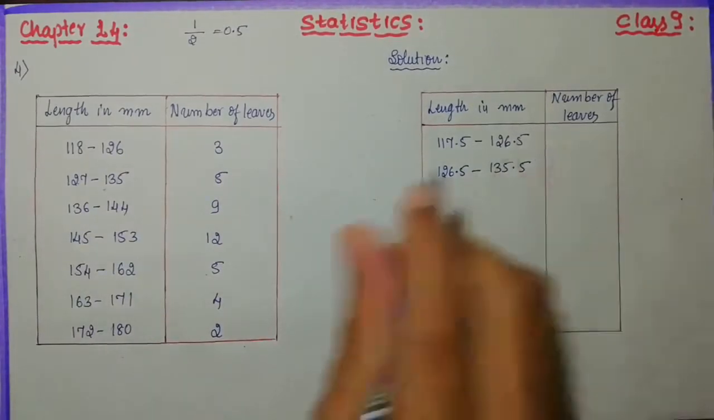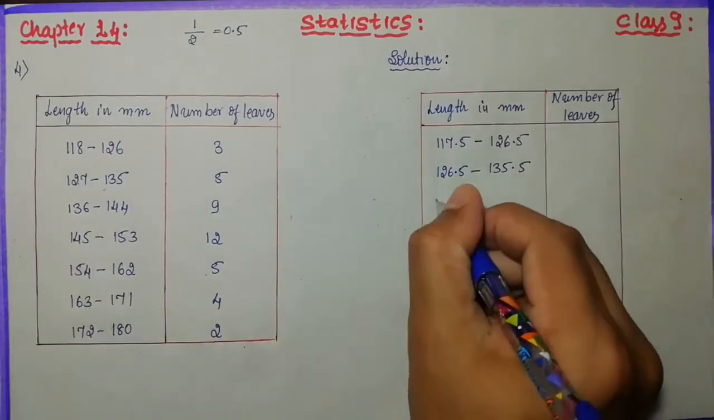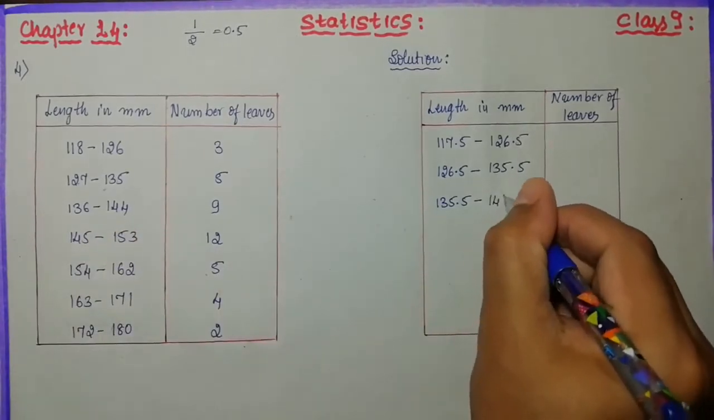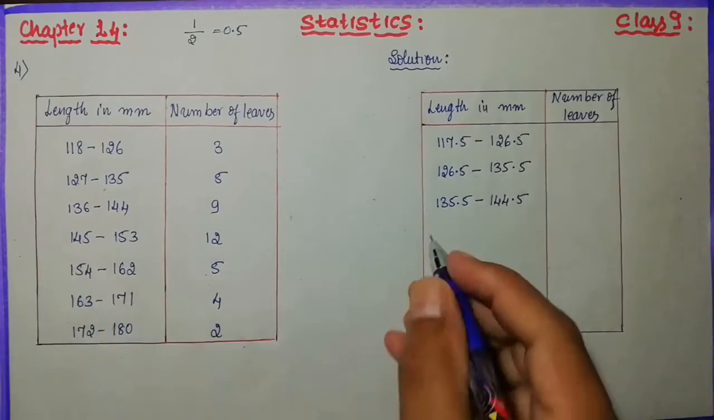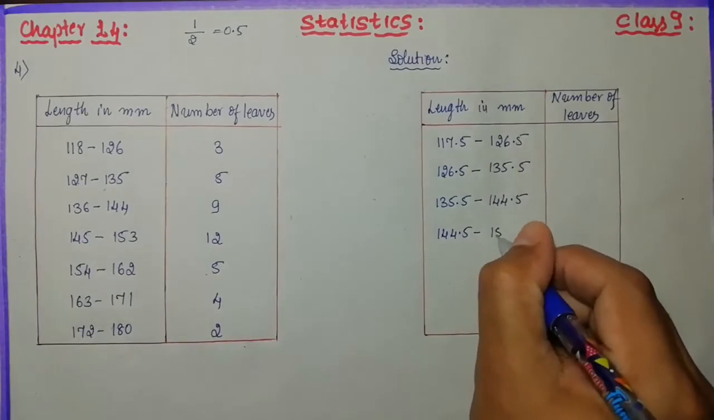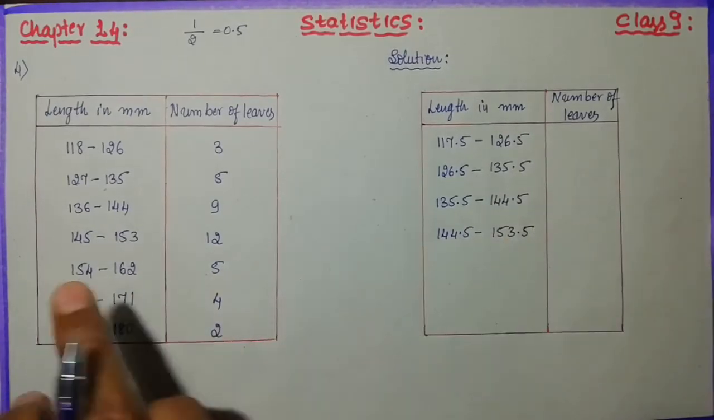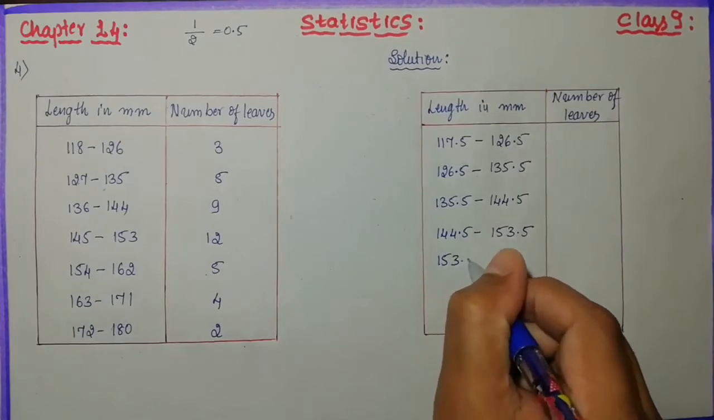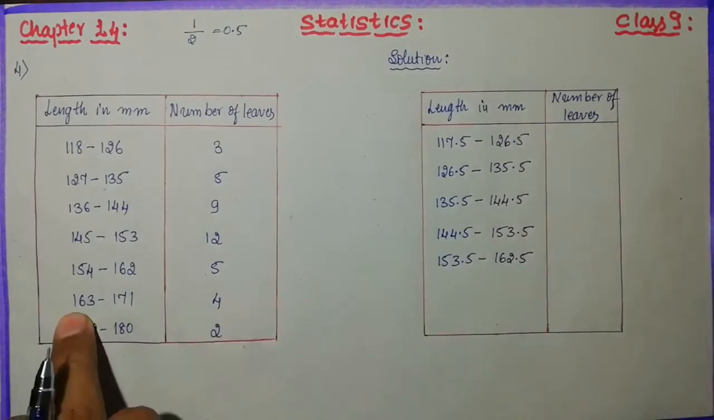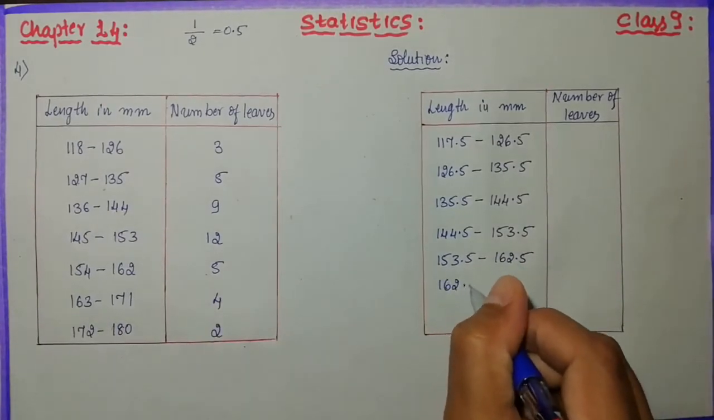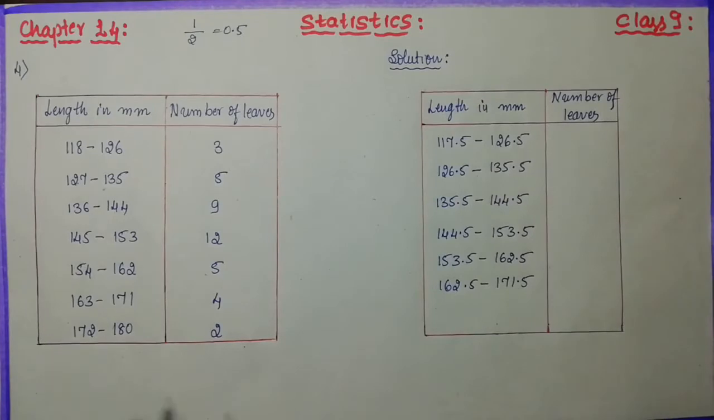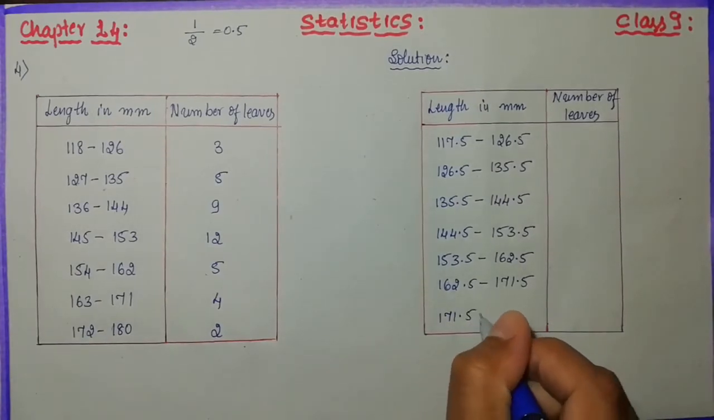Increase to 135.5. Next, 136 decrease to 135.5, increase to 144.5. Then 153.5 increase, 153.5. Then 162.5, and then 171.5 increase. Now decrease by 0.5, 171.5, and increase to 180.5.